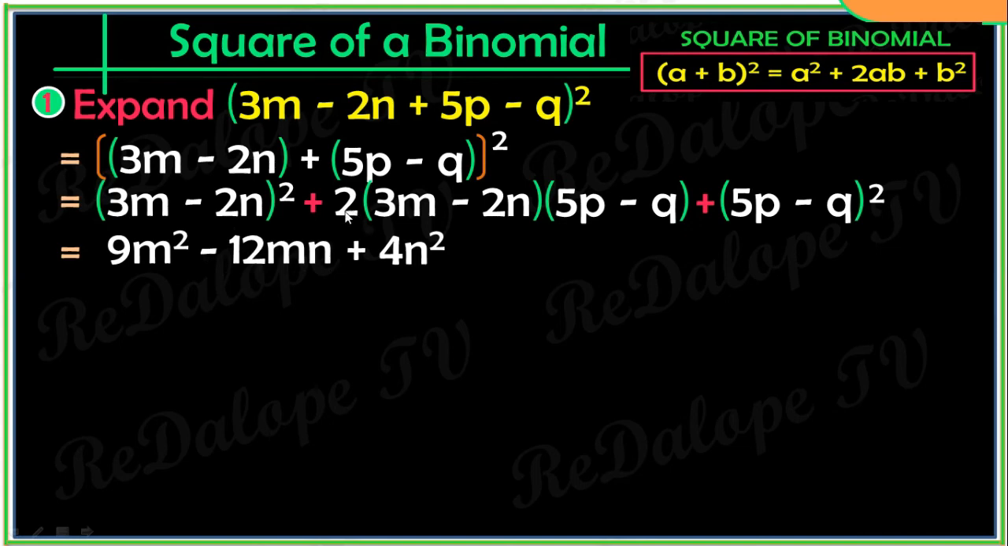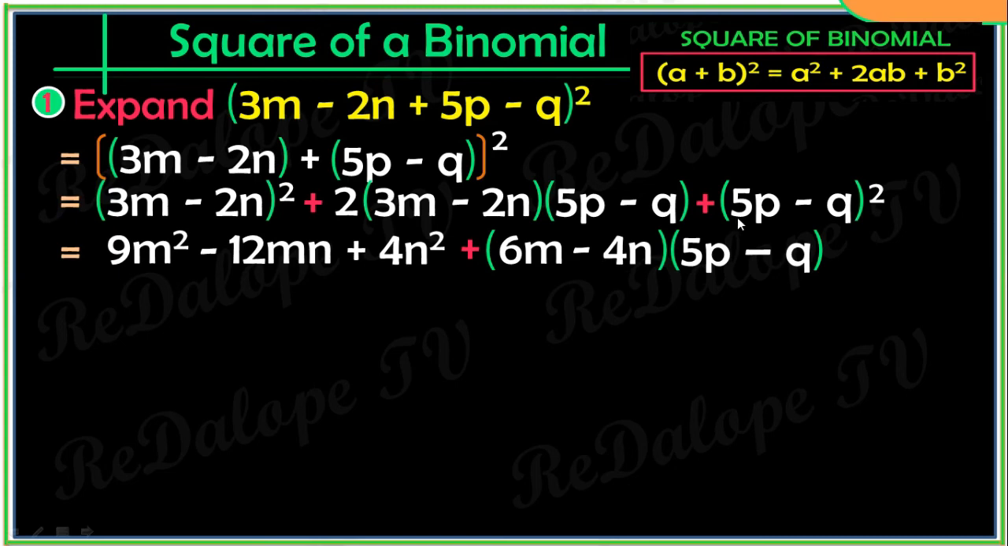Now for the middle term here, which is 2 multiplied by 3m minus 2n and 5p minus q, we need to simplify this. Let us multiply the monomial by the first binomial, and then retain 5p minus q. So 2 times 3m is 6m. 2 times negative 2n is negative 4n. And then retain 5p minus q. These are going to multiply by 6m minus 4n.